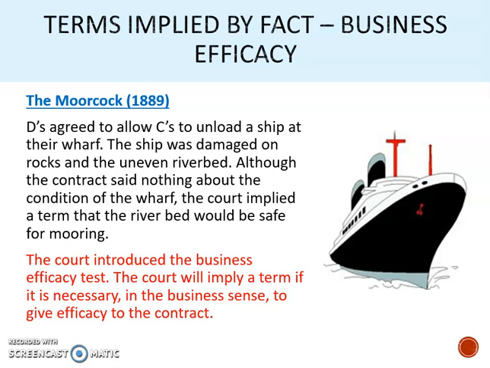The test comes from an ancient case called the Moorcock, and in this case the claimant moored his ship at the defendant's wharf on the River Thames. The River Thames is a tidal river, and at times when the tide went out, the ship would come into contact with the riverbed. And the ship actually became damaged due to uneven surfaces and rocks on the riverbed. And the claimant sought to claim damages from the defendant, but the defendant argued that there was no provision in their contract warranting the condition of the riverbed. But the court implied a term in fact, and they implied that the riverbed would be safe for mooring.